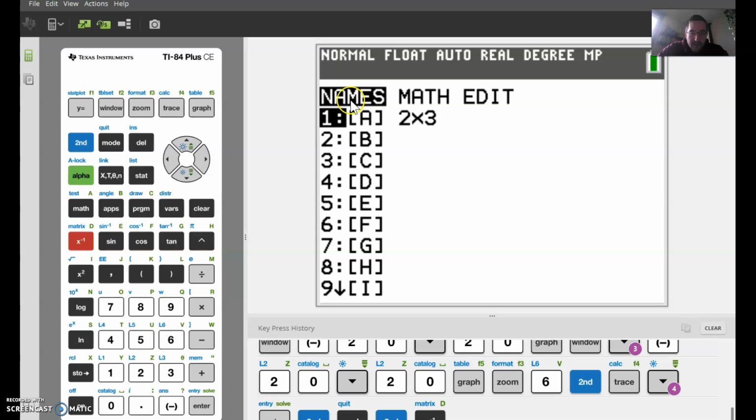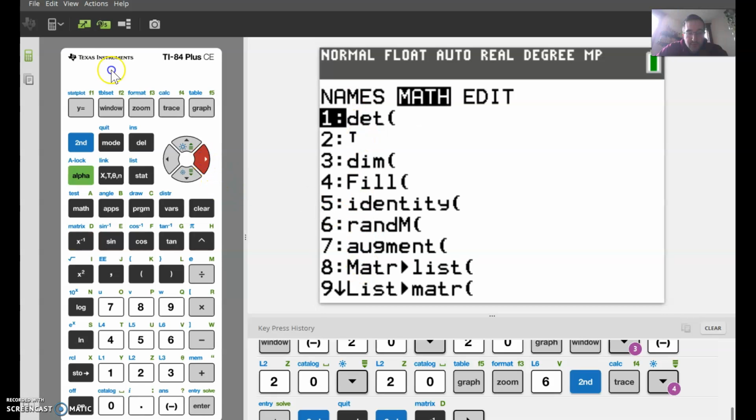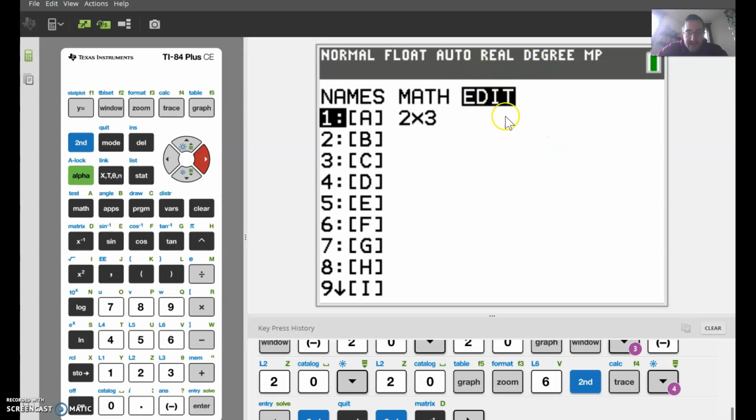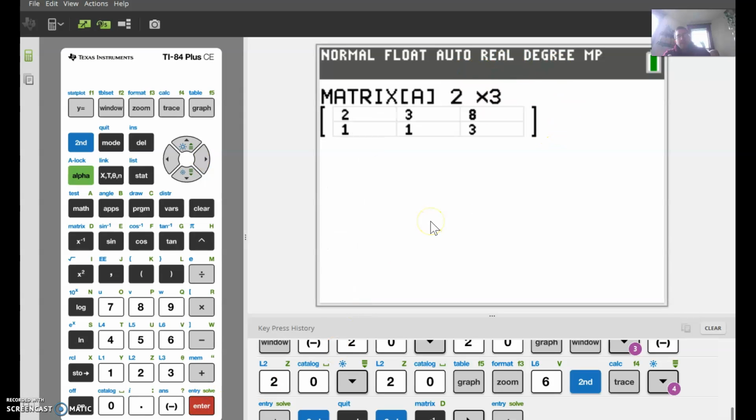And some of you might not have where it says 2 by 3. You will in just a second. But these are a bunch of different matrices that you can store in here. So we're going to arrow over to the right twice to where we're on the edit section and push enter. So we are now inside matrix A, and we are going to edit it to fit what we need. And I want you to make this a 2 by 3 matrix.